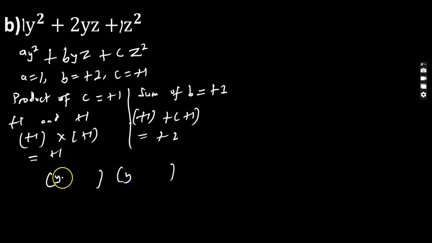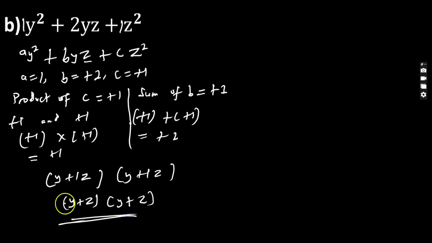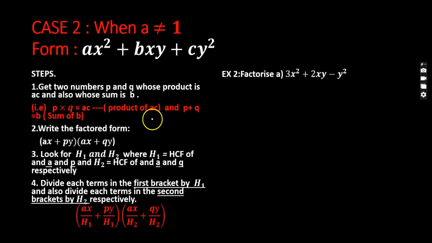What are the P and Q? Plus 1, plus 1. What's our second variable? Our second variable is Z, so we had it. Z, Z. So that's more like y plus Z, y plus Z. So if you factorize this, if you expand this, you get this. So there you have it. Let's move on to the next example.